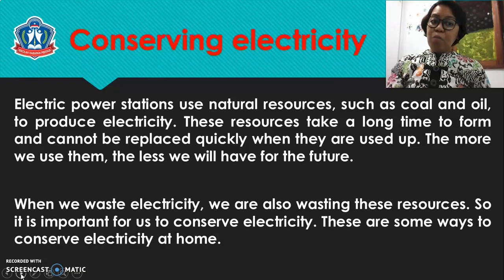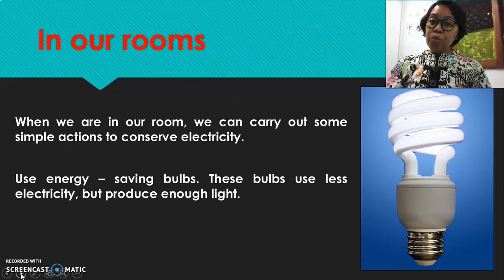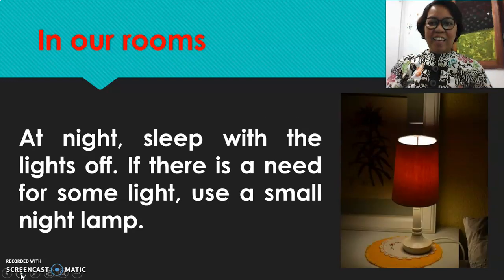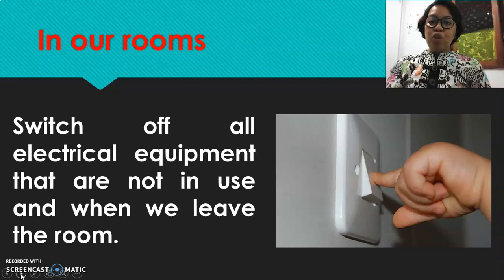These are some ways to conserve electricity at home. In our rooms. When we are in a room, we can carry out some simple actions to conserve electricity. Use energy-saving bulbs. These bulbs use less electricity but produce enough light. At night, sleep with the lights off. If there is a need for some light, use a small light lamp. Switch off all electrical equipment that are not in use and when we leave the room.